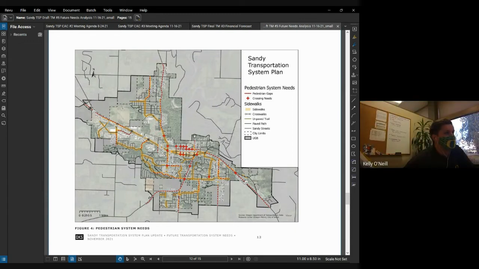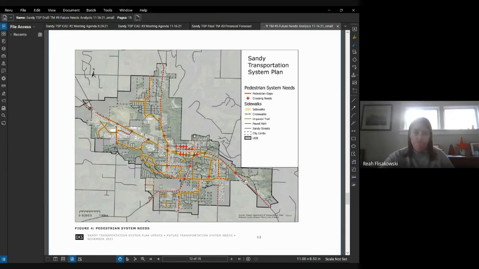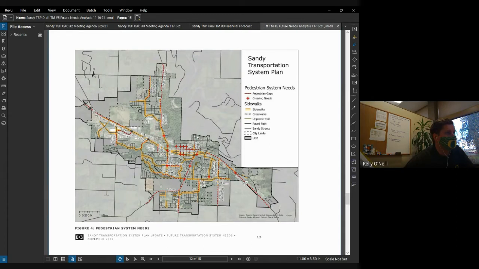I was going to note the one at Sandy Heights and Highway 211, I think would have to be an overpass. It would have to be a bridge or something because of the grade differential. I just want to note that. Yeah, okay.